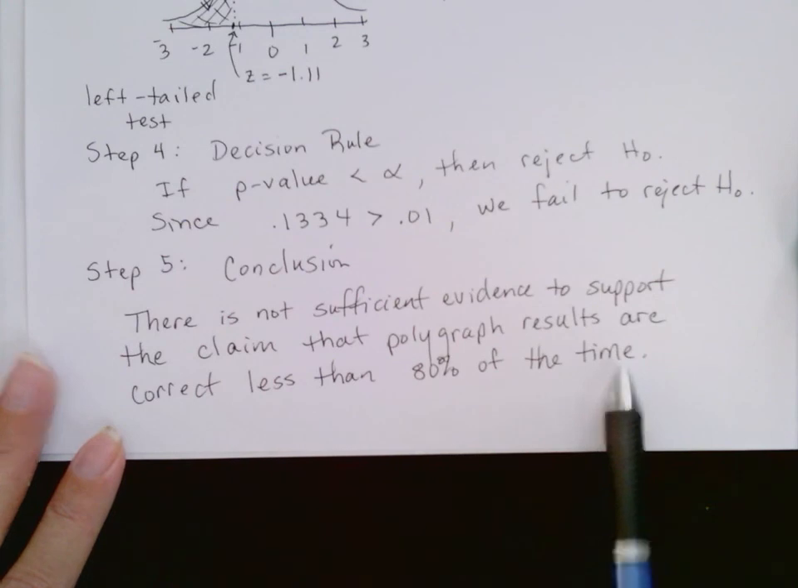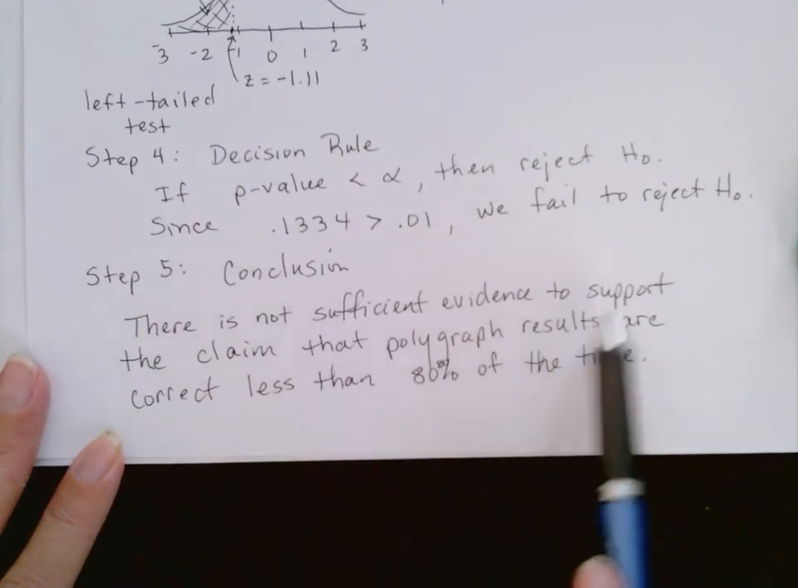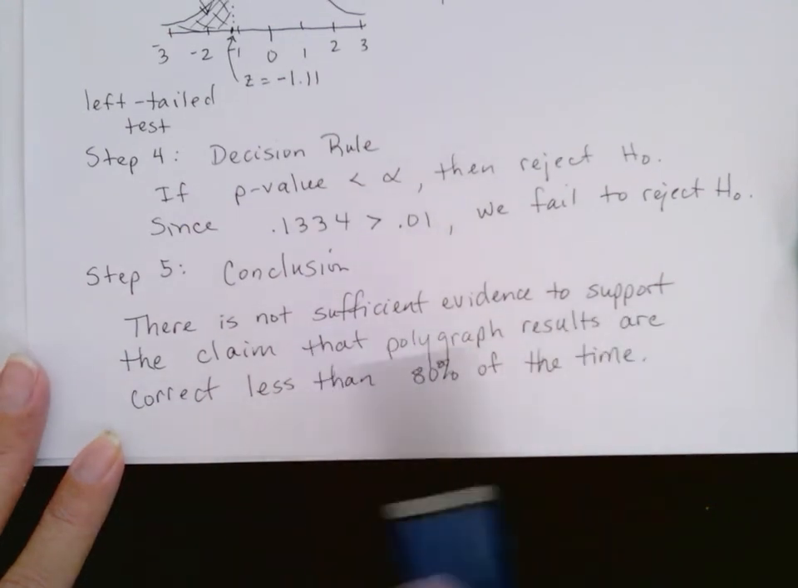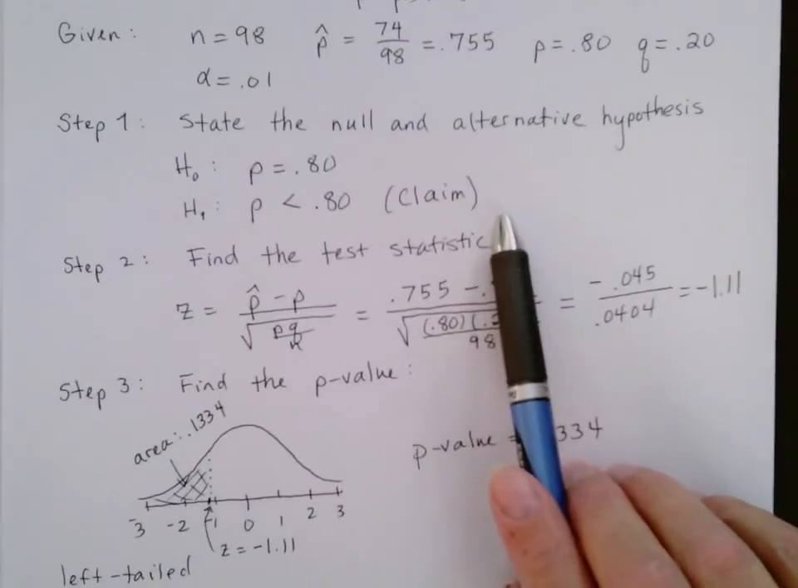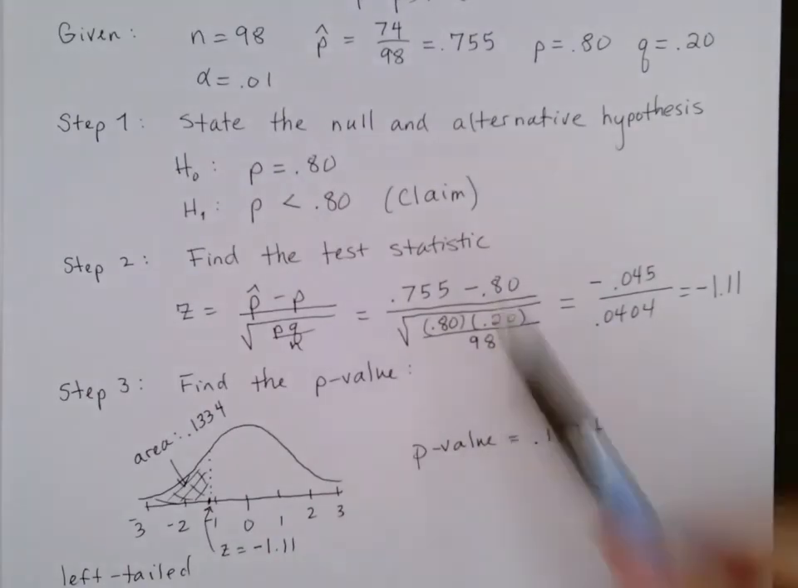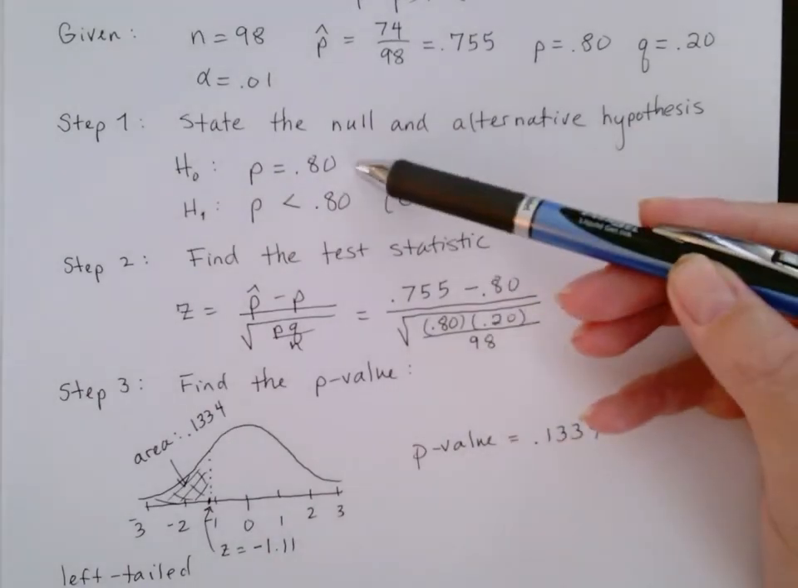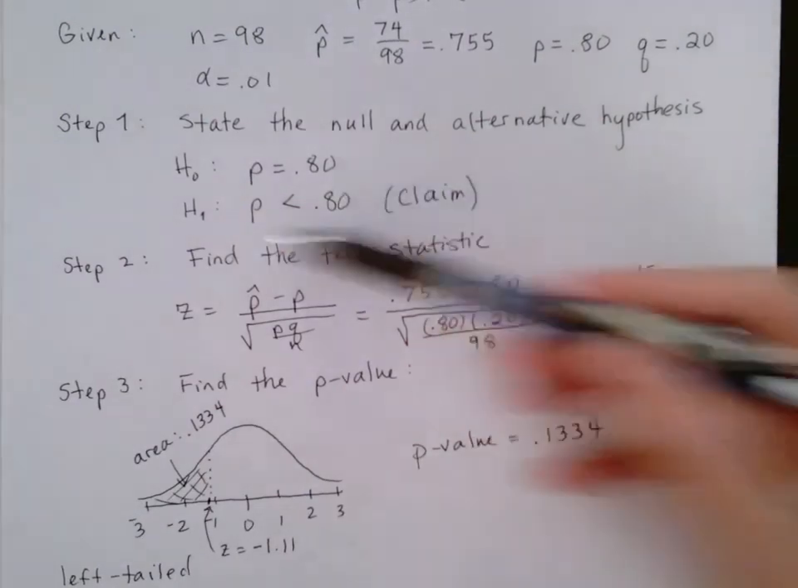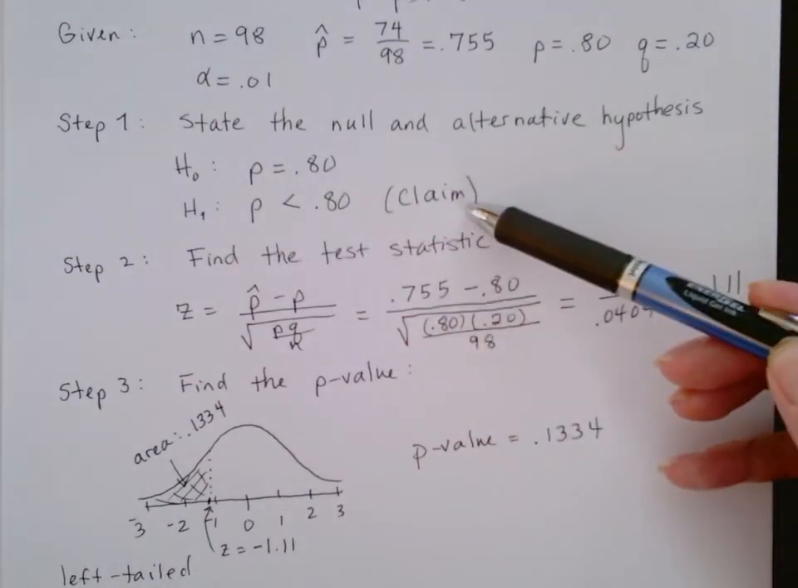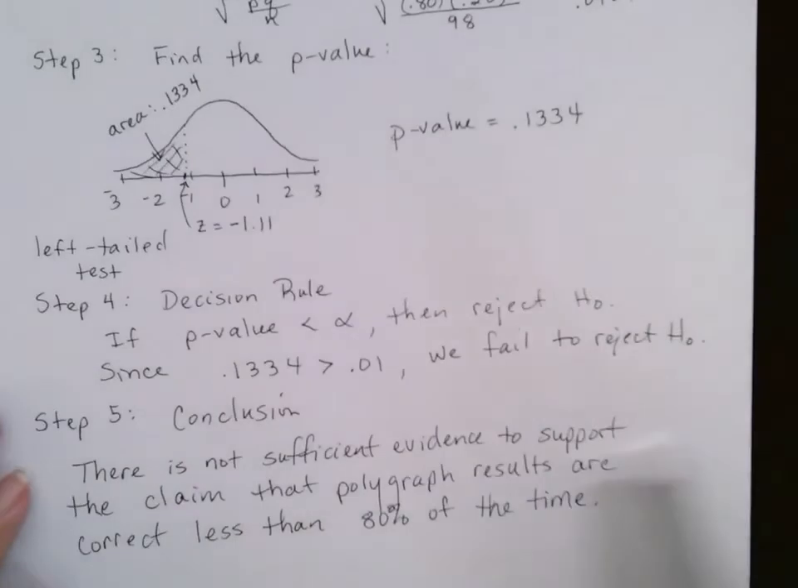Notice I use the wording that I'm not supporting the claim, because the claim was the alternative, and based on our decision rule, we're not rejecting the null, which means we're keeping this, and we're not supporting the alternative, which is the claim. I hope this helps. Good luck, everyone.